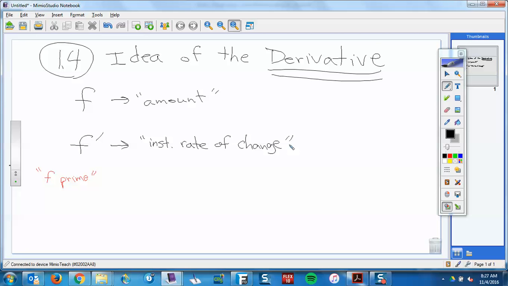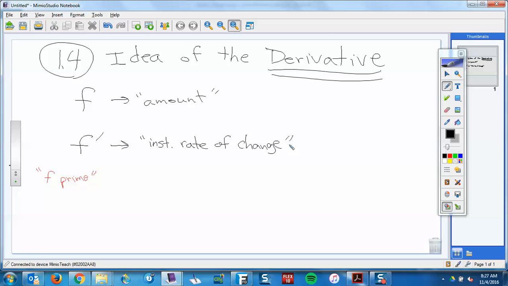Now if we're talking about the changing cost of these textbooks, then our f function might be dollars, and our f prime might be dollars per year. How much it's rising per year. It's a rate. Oftentimes in terms of time, but not always. It could be dollars per book. If we manufacture this many books, the price is changing at a rate of this many dollars per book. So it doesn't always have to be a rate in terms of time.